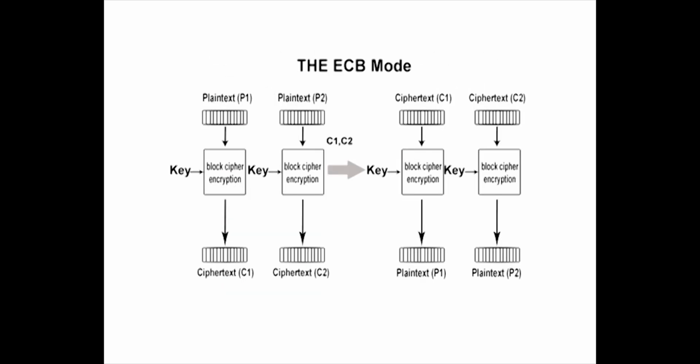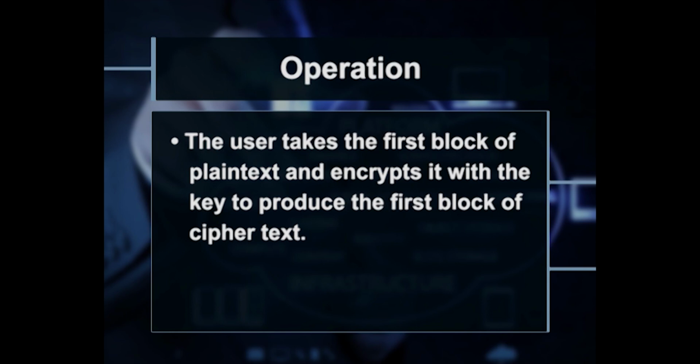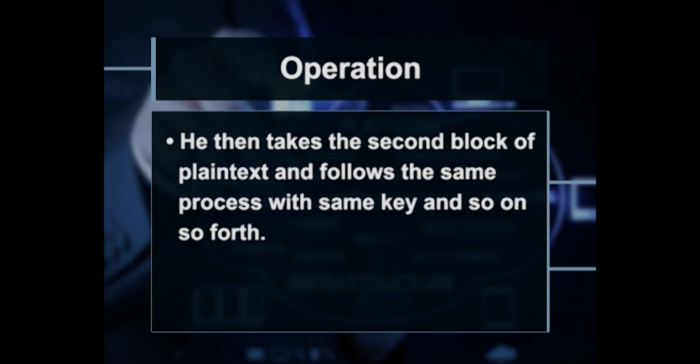In the ECB mode, under a given key, any given plaintext block always gets encrypted to the same cipher text block. If this property is undesirable in a particular application, the ECB mode should not be used. Now we come to the operation. The user takes the first block of plaintext and encrypts it with the key to produce the first block of ciphertext. He then takes the second block of plaintext and follows the same process with the same key and so on and so forth.